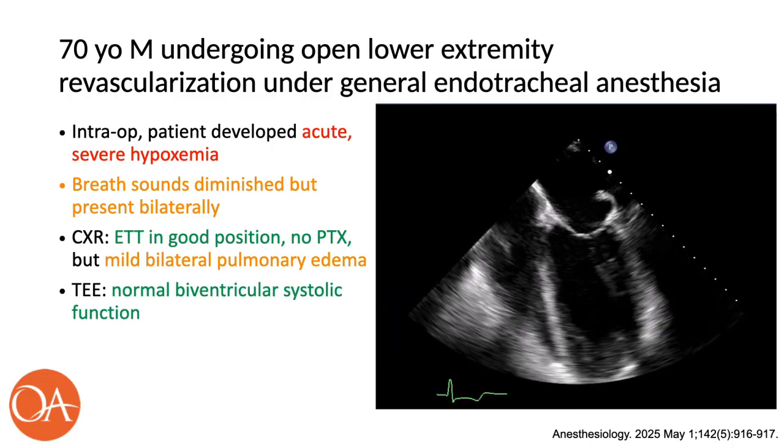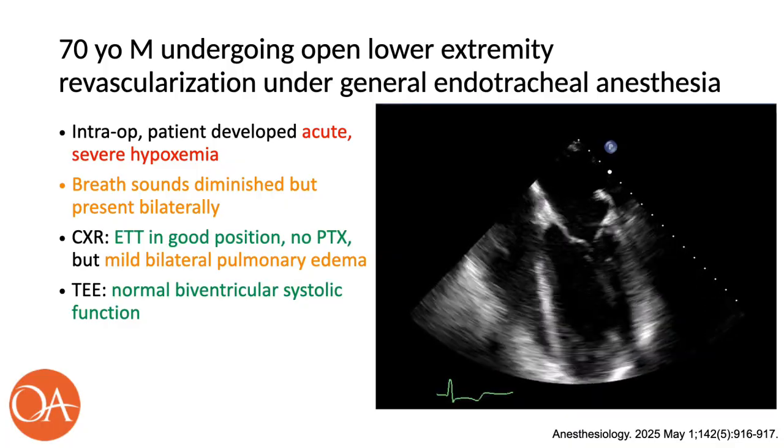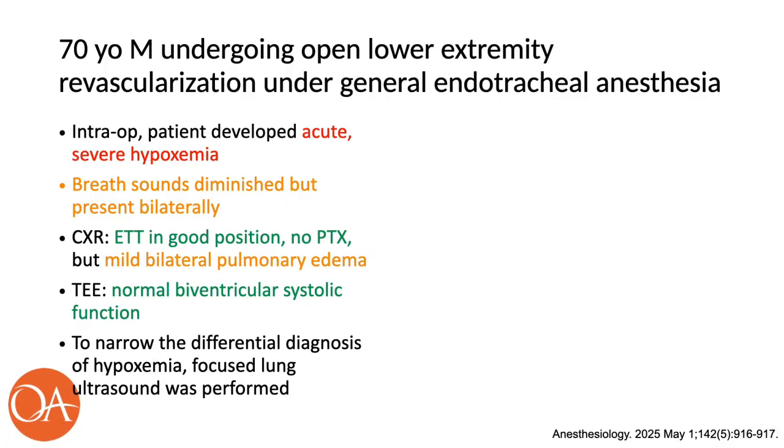Given the relatively unremarkable chest X-ray, pulmonary embolism remained high on the differential, so an emergent transesophageal echocardiogram was obtained and was grossly normal, including normal LV systolic function and normal RV size and systolic function. The normal RV size and function strongly argued against pulmonary embolism as the cause of the patient's severe hypoxemia. To further narrow the differential diagnosis of hypoxemia, focused lung ultrasound was then performed.